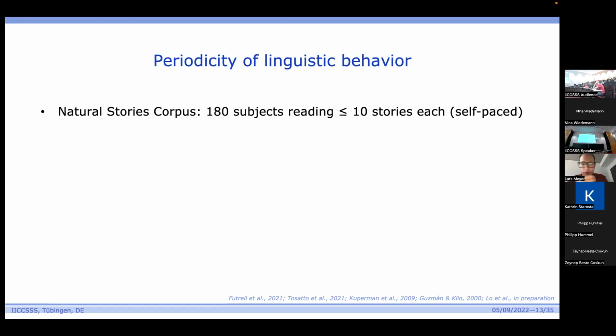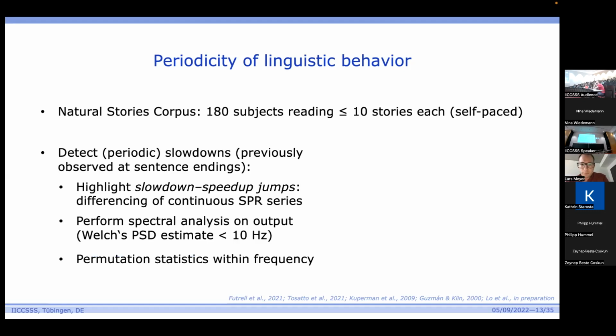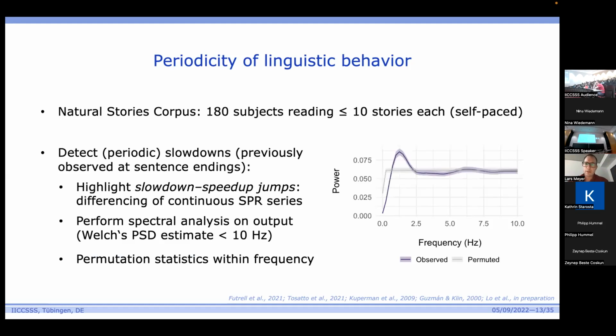I'm using the word chunk all the time, but you probably still haven't fully grasped what I mean by that. In this behavioral study, and this is where I'm hinting at NLP and language modeling, we're analyzing a data set of 180 subjects reading about 10 stories each. Our first goal was to detect something periodic in the data at a time scale that is consistent with supra-word units. In this case, we were hunting for slowdowns, because that's been observed in behavioral data.